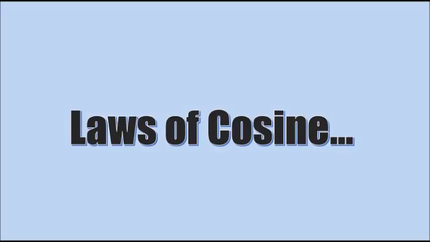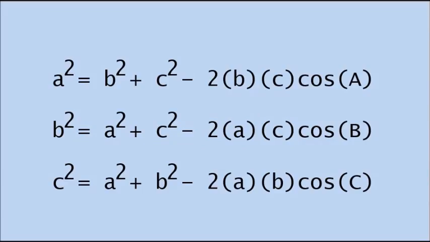You can also use the laws of sine to find the angle measurements, but that's where the laws of cosine come in handy. So now let's take a look at the laws of cosine. Here you see a squared equals b squared plus c squared minus 2bc cosine of capital A. Then you see b squared equals a squared plus c squared minus 2ac cosine of capital B. And finally you see c squared equals a squared plus b squared minus 2ab cosine of capital C.